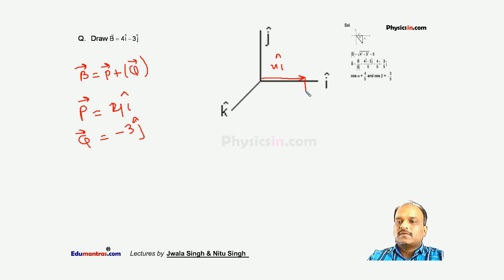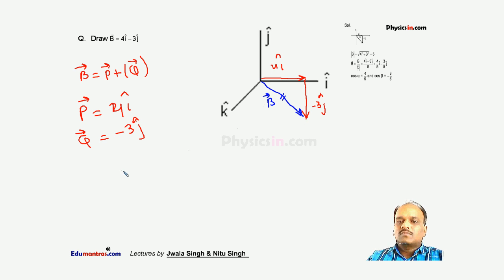So I will draw a vector which is downward. Its length is 3 and the direction is minus j cap. So it is minus 3 j cap. Now by using the triangle law, I will add these two. So I will draw a vector starting from here to here. This is vector b. It is 4 i cap minus 3 j cap. So this is vector b, which is equal to 4 i cap minus 3 j cap.